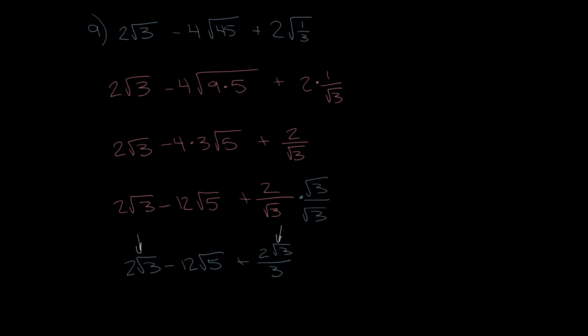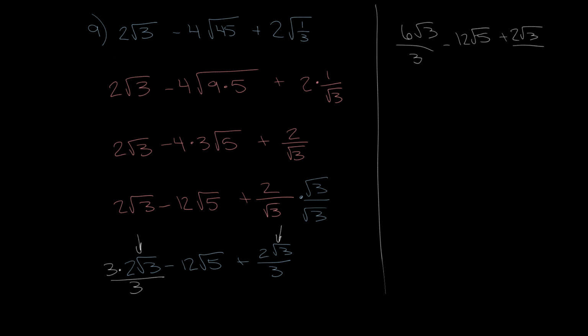So since this third term is over 3, this is going to have to be over 3, and I can do that. Okay? So I'm going to finish over here on the right. So 3 times 2 would be 6 square root of 3 over 3, minus 12 square root of 5, and then plus 2 square root of 3 over 3. Okay, so I have 6 plus 2 square root of 3. So that would be 8. Here we go. 8 square root of 3 over 3 minus 12 square root of 5. And that would be my final answer.